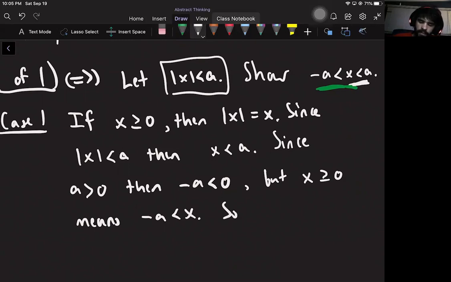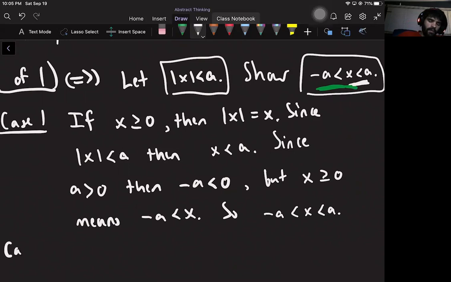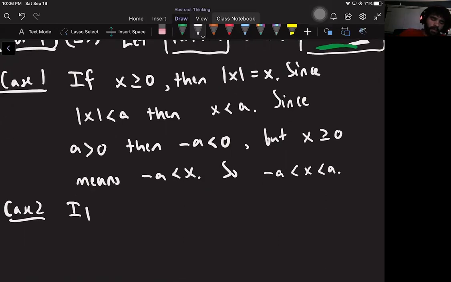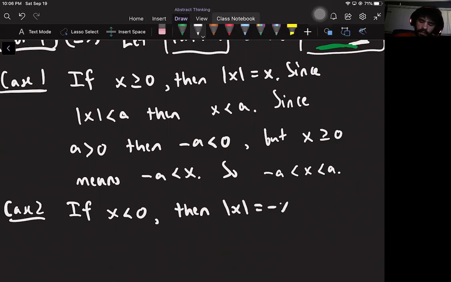So now I've trapped X between negative A and A. That's the conclusion, and I showed it. That all happens if X is a positive number to start with, or 0. But what about if X is a negative number? Well, we're going to do some very similar tricks. What can I say about the absolute value of X then? Now I can say it's negative X, because that's how absolute value works for negative numbers.